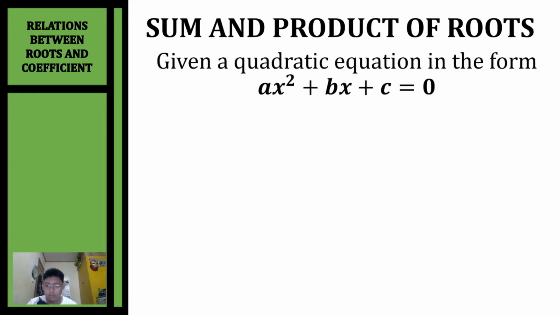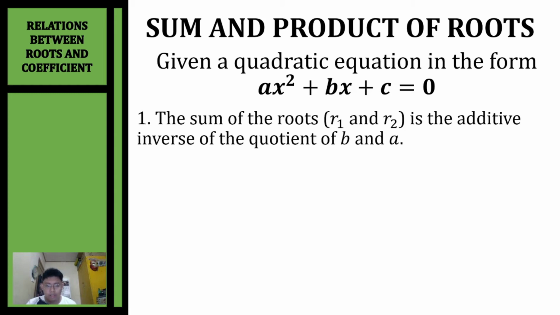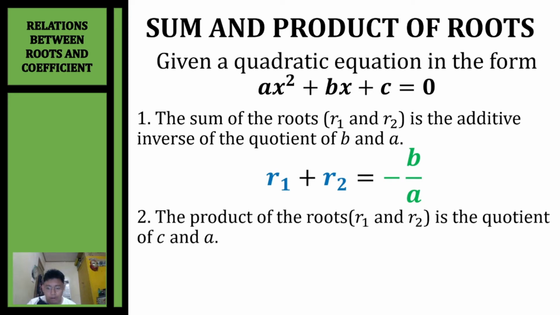So given the quadratic function in standard form, the sum of the roots is the additive inverse of the quotient of our coefficients b and a. This will be our notation, and the product of our roots is the quotient of our coefficients c and a. And this will be the notation.